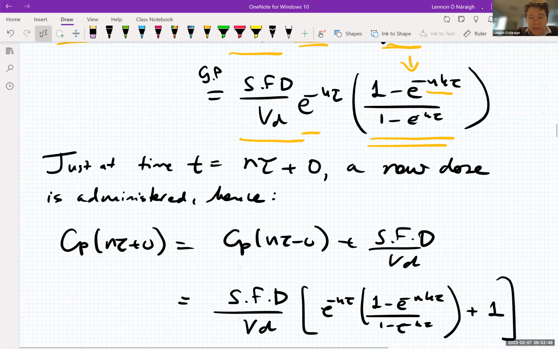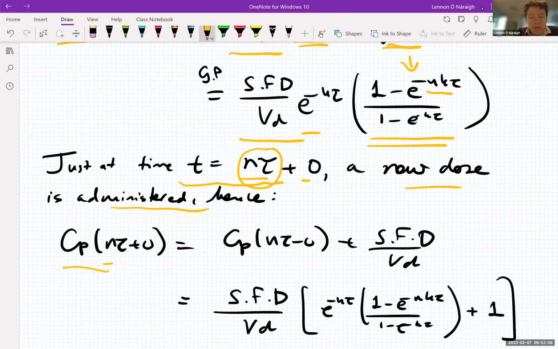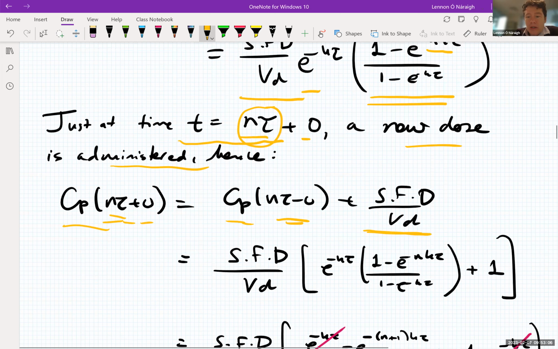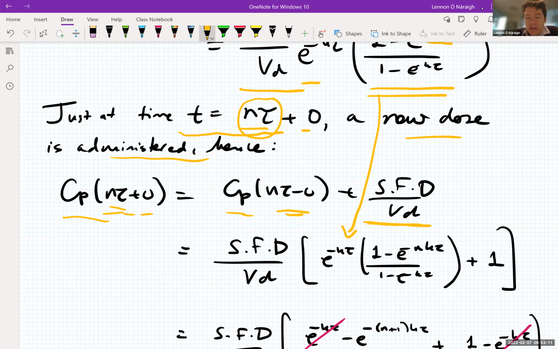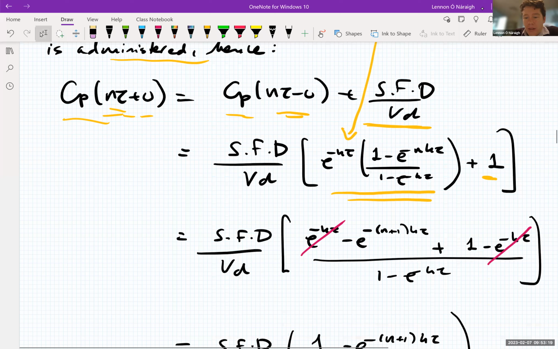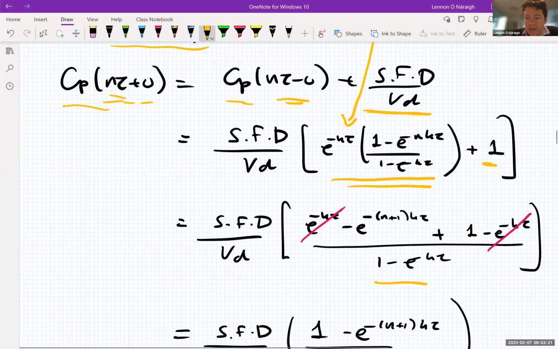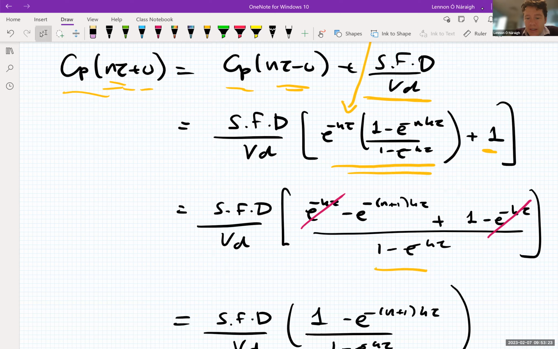So at time n tau plus 0, so this is just immediately after this time n tau, a new dose is administered. So this is Cp at n tau plus 0, that's Cp at n tau minus 0, plus the new dose, SFD over Vd. So carrying on from the formula just above, it's the previous amount plus the new dose, SFD over Vd. And I here take a common denominator, 1 minus e to the minus k tau, and I gather up the terms upstairs, and I get a cancellation.